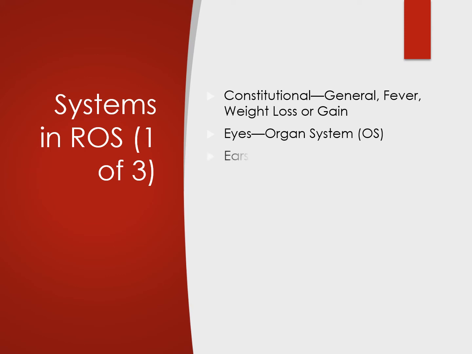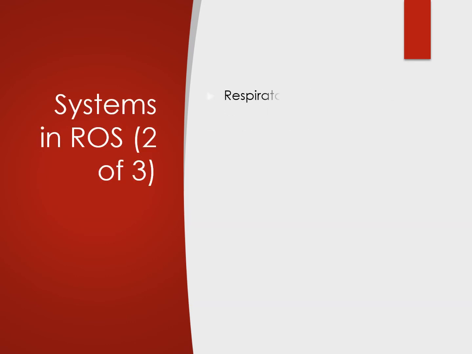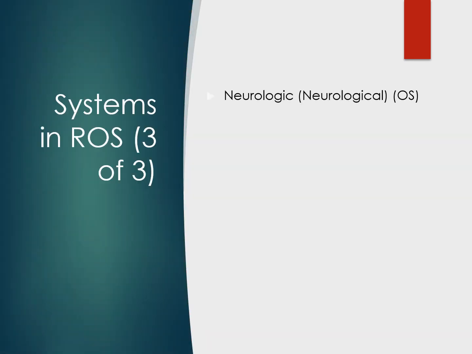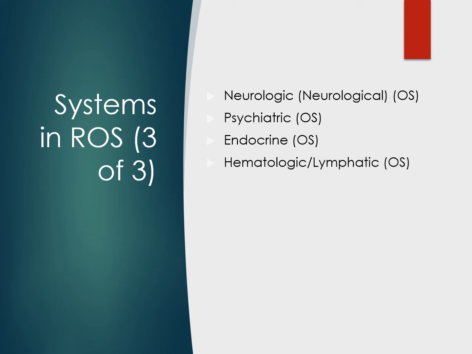Eyes is an organ system. Ear, nose, and mouth are organ systems. Respiratory, gastrointestinal, genitourinary, muscular, integumentary are all organ systems as well as neurological. Psychiatric and endocrine, hematologic, lymphatic, all of those are organ systems as well as allergic and immunologic.